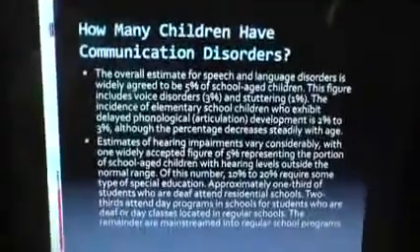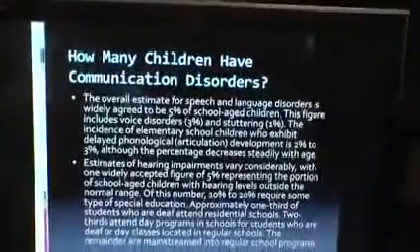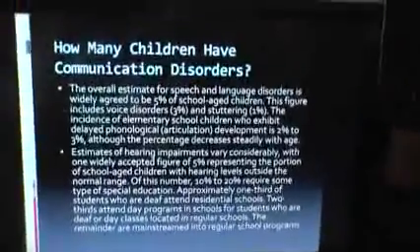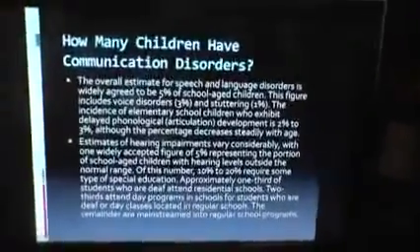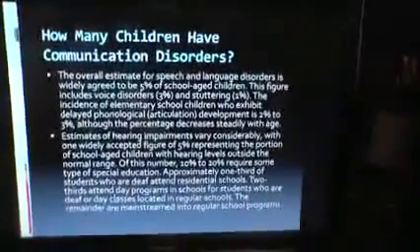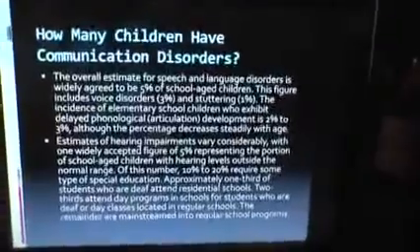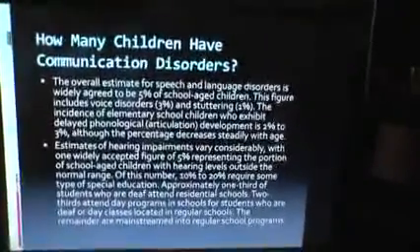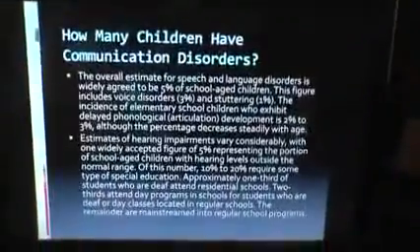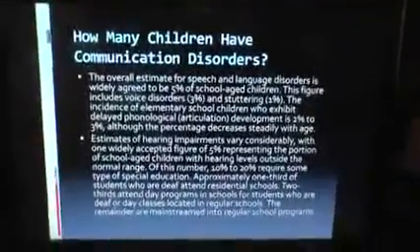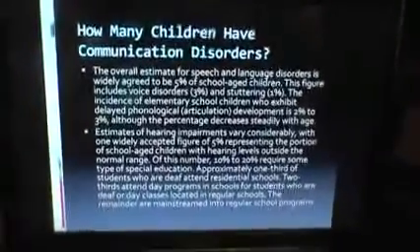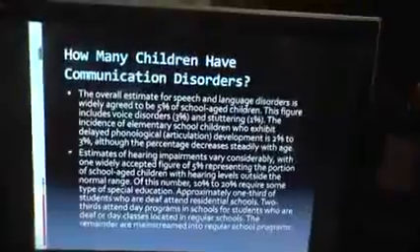How many children have communication disorders? The overall estimate for speech and language disorders is widely agreed to be 5% of school-age children. This figure includes voice disorders at 3% and stuttering at 1%. The incidence of elementary school children who exhibit delayed phonological articulation and development is 2 to 3%, although the percentage decreases steadily with age. The second communication disorder is hearing impairments.